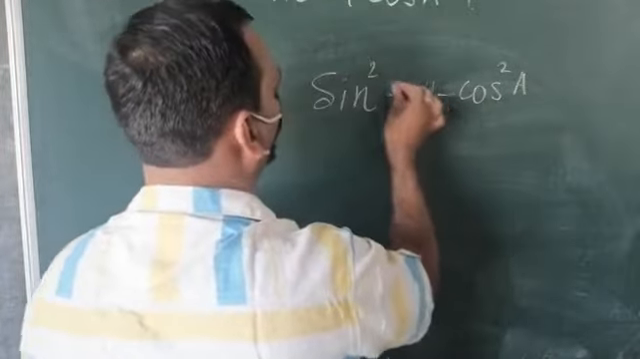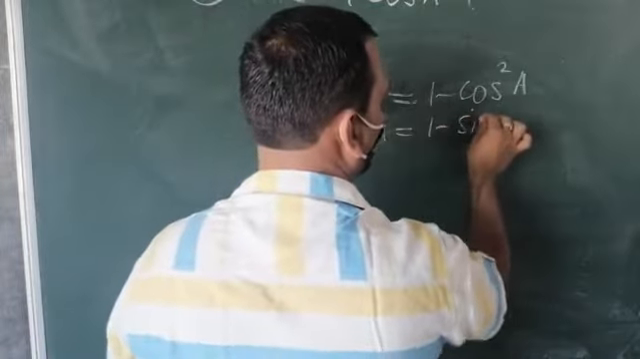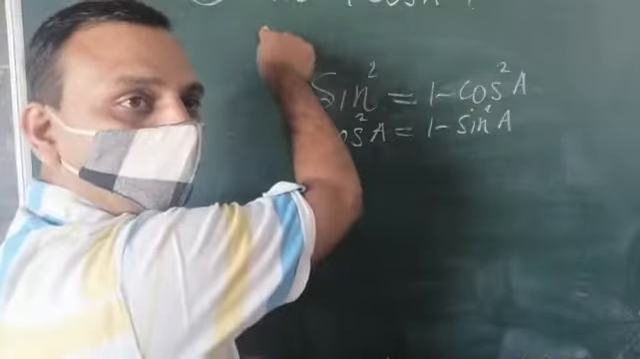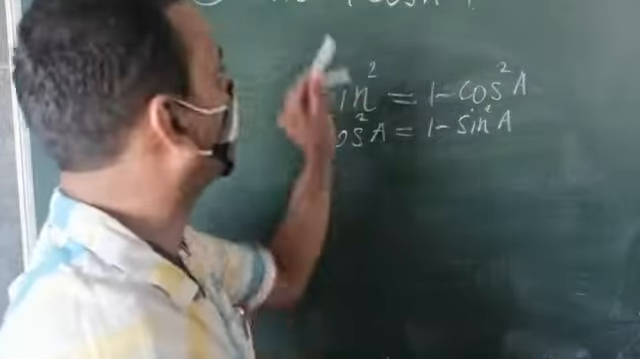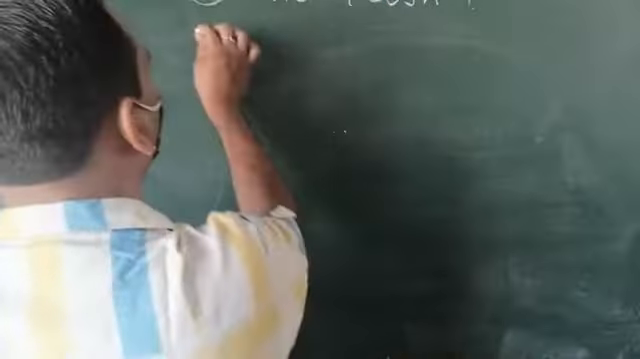Similarly, we can find cos square equal to what? 1 minus sin square a. Any doubt? Any doubt? These are called trigonometric identities. Okay? 2 more identities are there in the group. One is, the second one is which one?